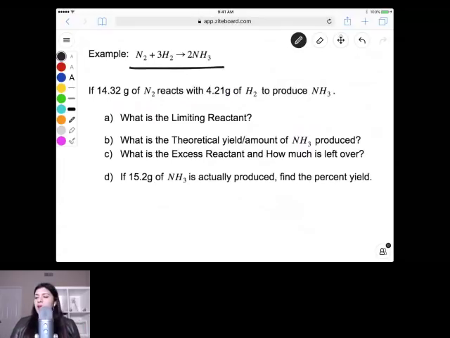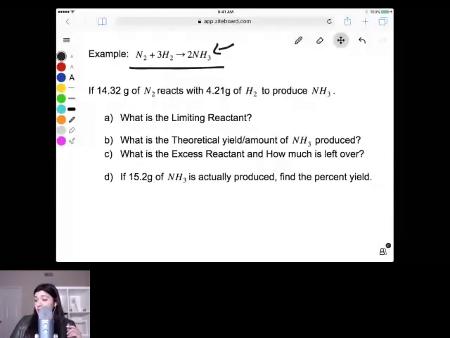So I'm going to say that again. I want you to think of the smoothie again, okay? Where let's say N2 is the strawberries and H2 is the milk. I know how much of each I have. I don't know which one is limiting or which one is the excess. I'm trying to figure out how many smoothies each ingredient or each reactant is going to produce.